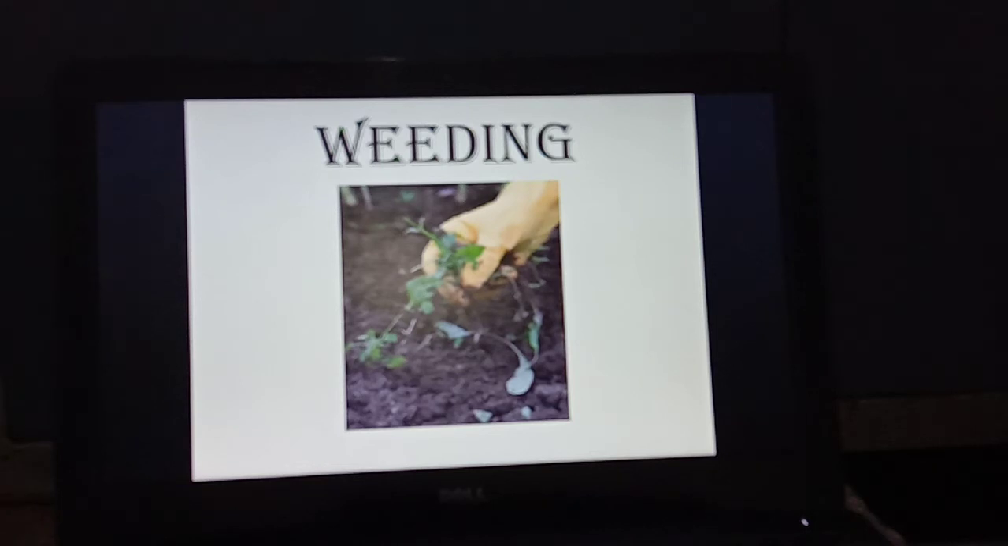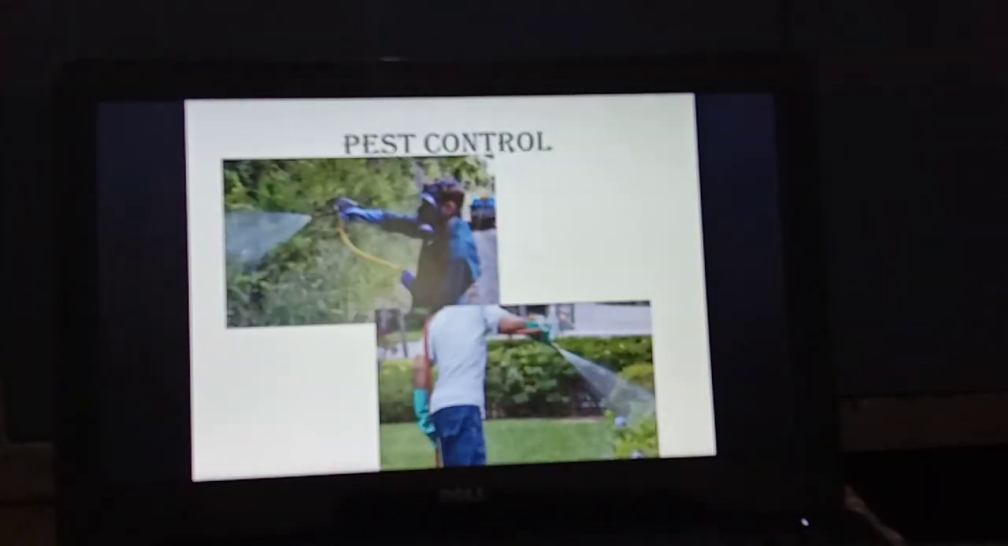Now the third type, that is biological control. Some organisms which particularly feed on specific weeds are introduced into the fields in large numbers. They eat weeds but do not damage the main crop. Now, pest control. Crop plants may be attacked by pests which may affect crop production.